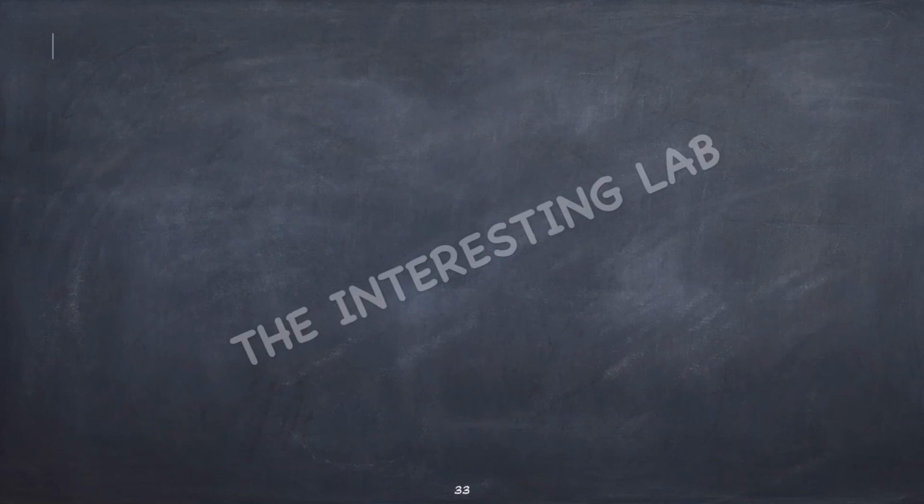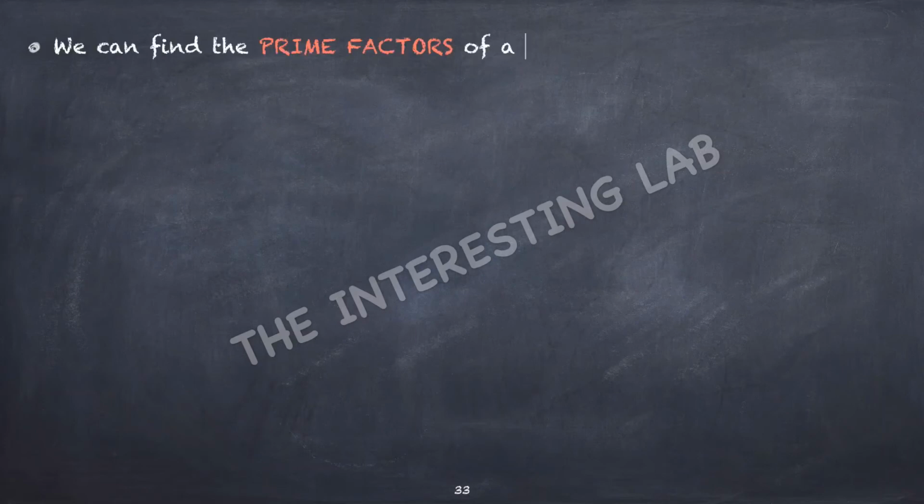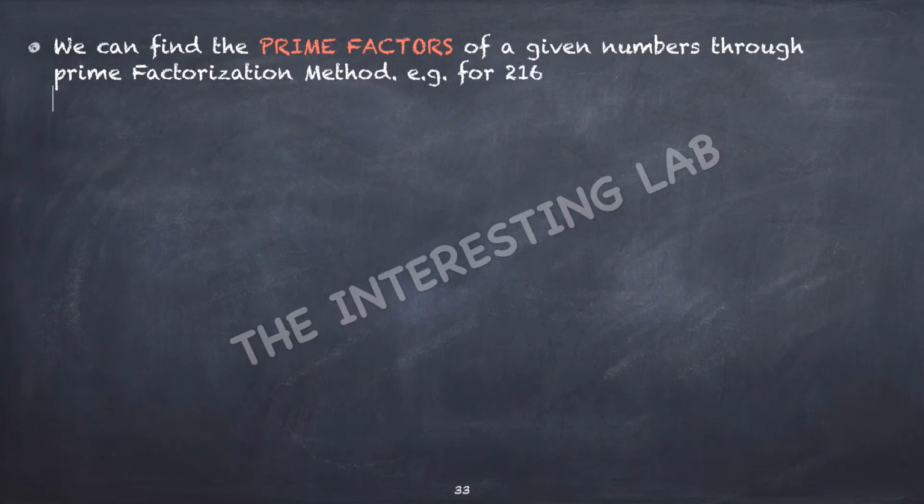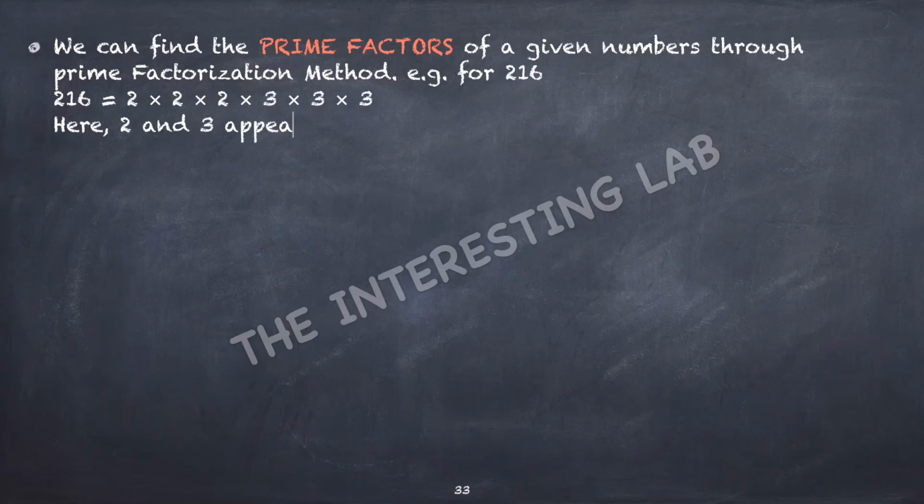We can find the prime factors of a given number through the prime factorization method. For example, for 216: 216 is equal to 2 times 2 times 2 times 3 times 3 times 3. Here, 2 and 3 appear thrice. So, 216 is equal to 2 cube times 3 cube.